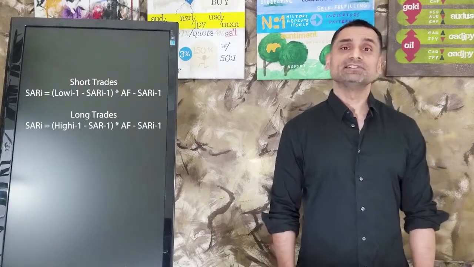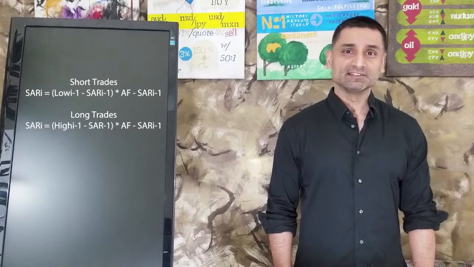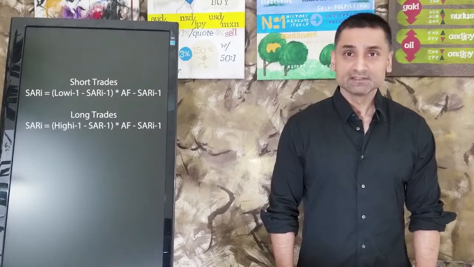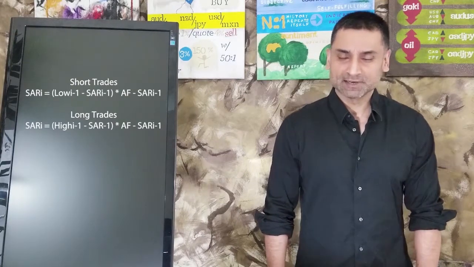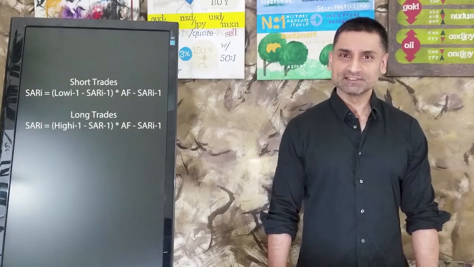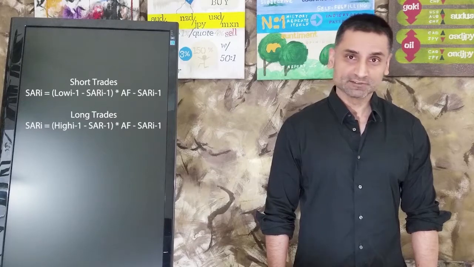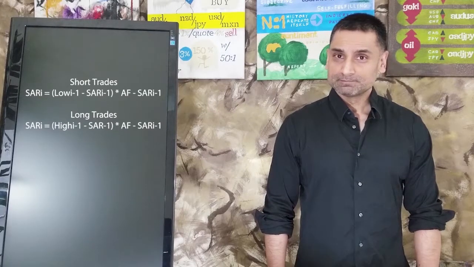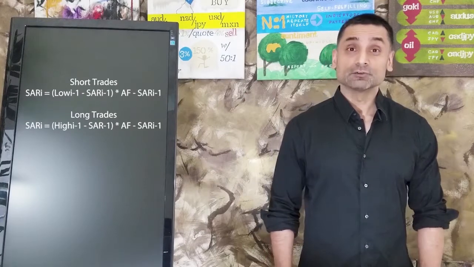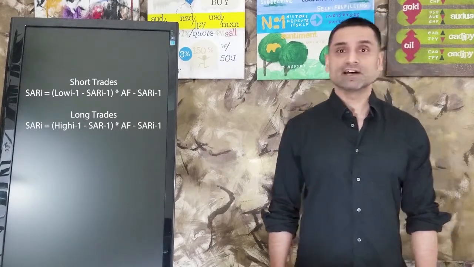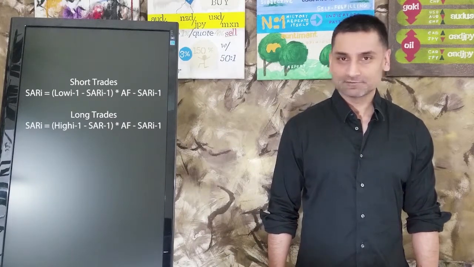It has two settings. The first one, the default, is 0.02, and the second setting is 0.2. The first setting is the step, and the second setting is the max step. If you increase the first setting, the 0.02, then that will make the indicator more sensitive. If you leave it where it's at or reduce it, then it'll make it smoother. So that first setting is the acceleration factor, and the second setting is the max of that factor.